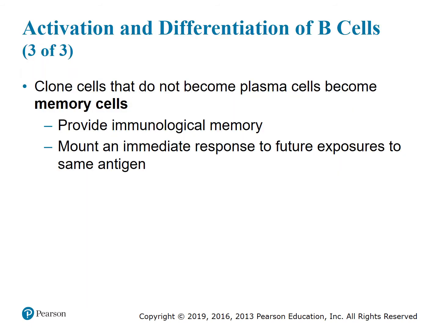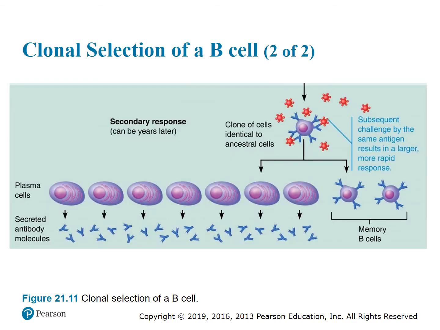Clone cells that do not become plasma cells become memory cells, which provide immunological memory and mount an immediate response to future exposures to the same antigen. Figure 21.11, clonal selection of a B cell. So secondary response can be months later, or years later. So a subsequent challenge by the same antigen results in a larger, more rapid response because of the memory cells.